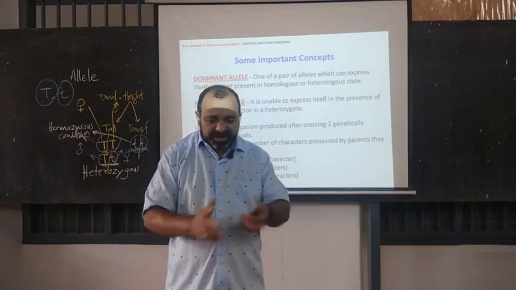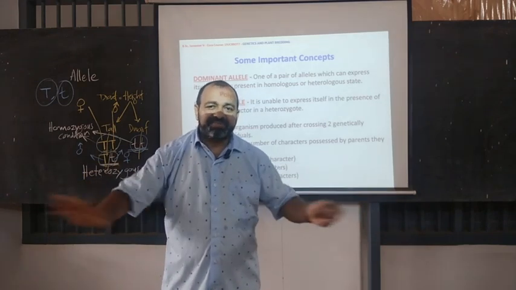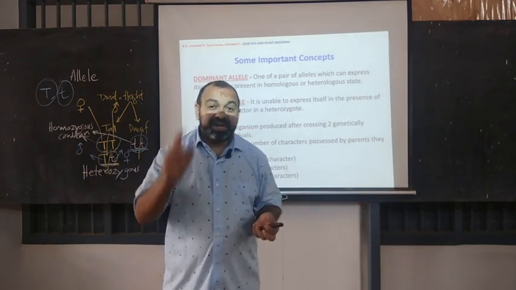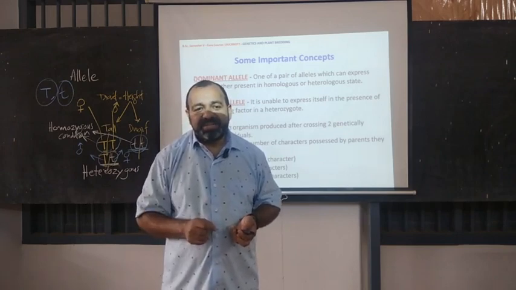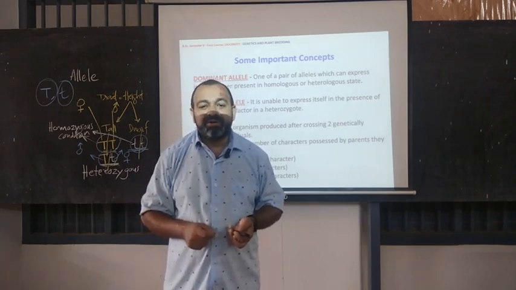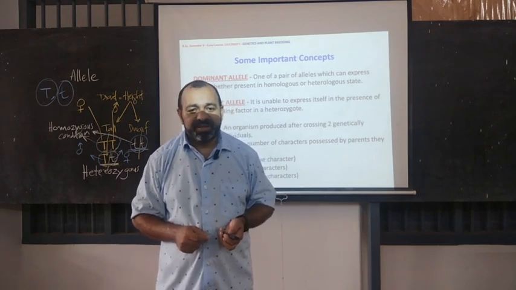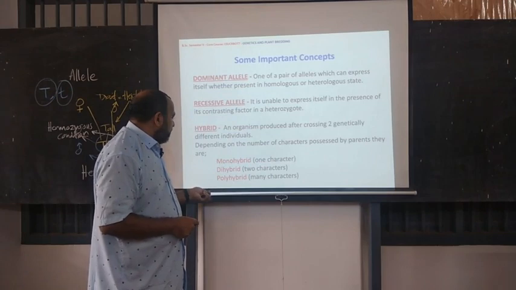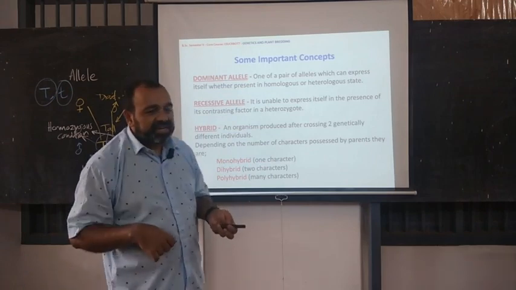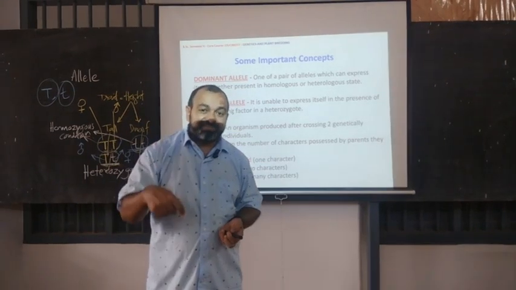For the time being, we are not at all concerned with any other characters. We are only looking at the color of the flower. Such a cross is called a monohybrid cross, and such a trait is called a monohybrid character. And we are considering two characters at a time.